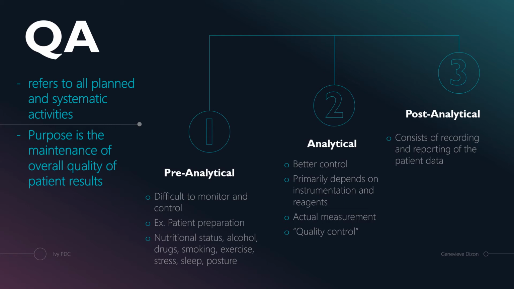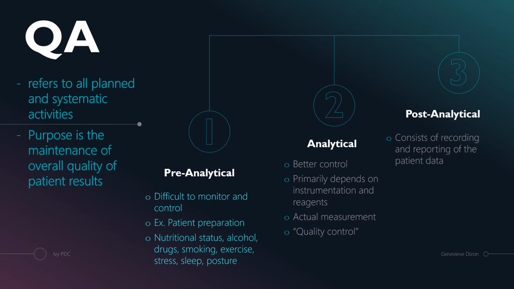First is the pre-analytical. Pre-analytical factors may be difficult to monitor and to control. Why? Because some of these factors occur outside the laboratory. Example would be patient preparation, such as fasting. There is no way that we can monitor and make sure that the patient fasted properly, that they followed the correct fasting time. All we can do is ask them. But if the patient lies, then there's really nothing much more we can do about it.